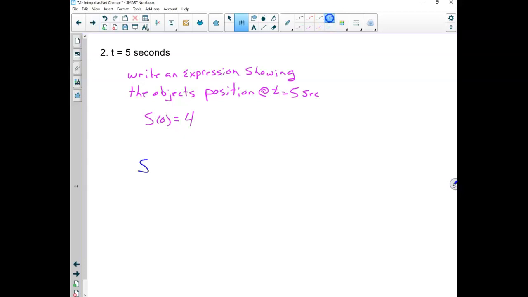So if I need to know what my position at 5 is, for me, the fast way, the calculus way to do it is to take my initial position plus my displacement from 0 to 5 of v of t dt, and know what this means, okay? Know what this means.